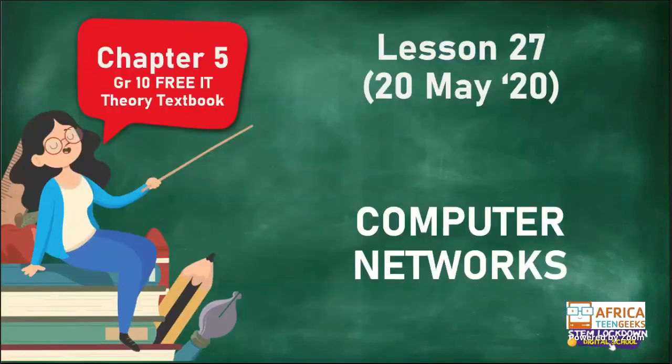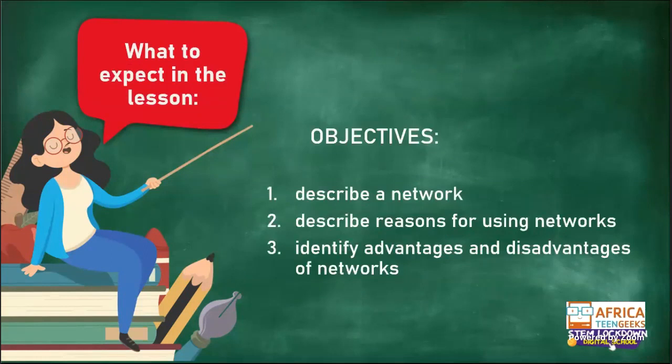We are skipping this one, and then we are looking at computer networks. And then our objectives, number 1, by the end of the lesson, you should be able to define or describe what a computer network is. Number 2, you should be able to describe or give reasons for using networks. And thirdly, to identify advantages and disadvantages of networks. So these are the 3 objectives that we are going to look at today.